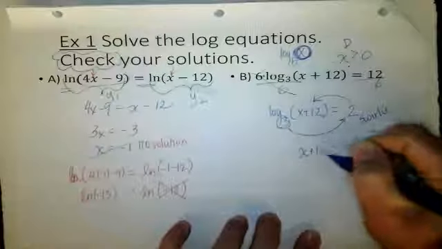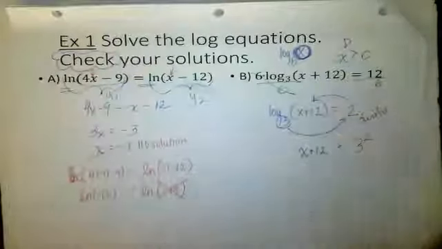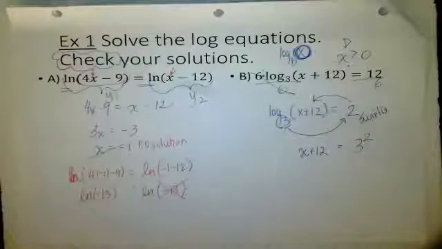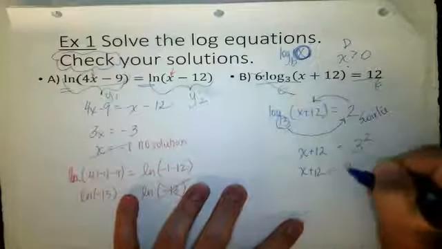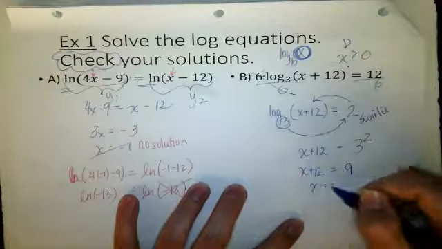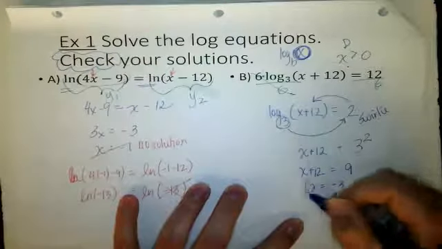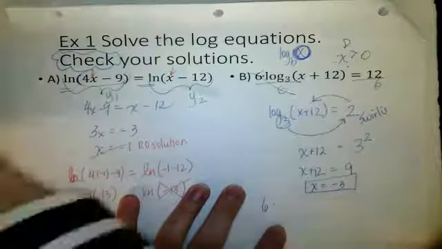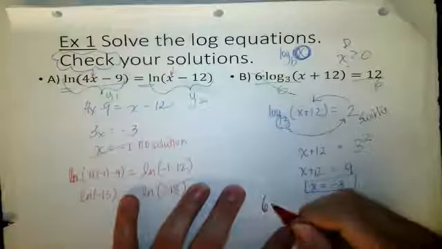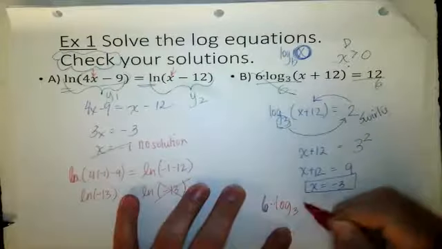Notice that you did have to isolate the log before you could give it a swirly. Isolate the log before you give it the swirly. So we have x plus 12 equals 9. And I'm going to subtract 12 so I get x equals negative 3. Is that okay? I'm going to go plug it back in.